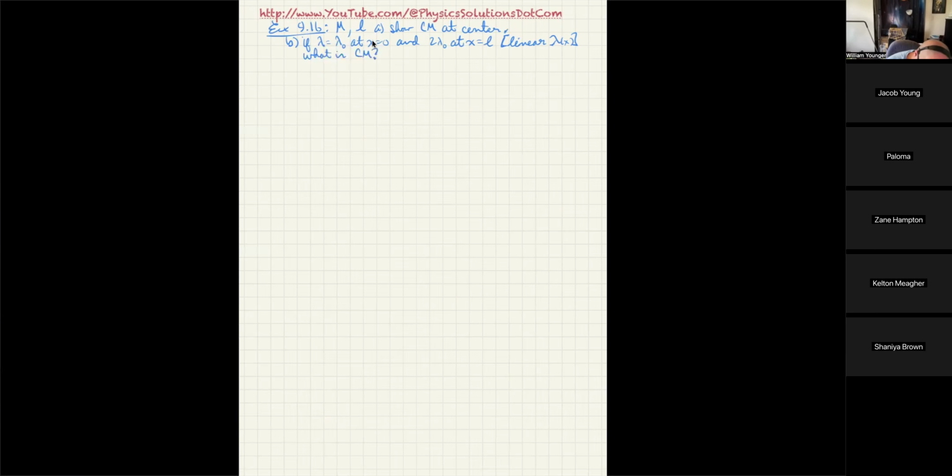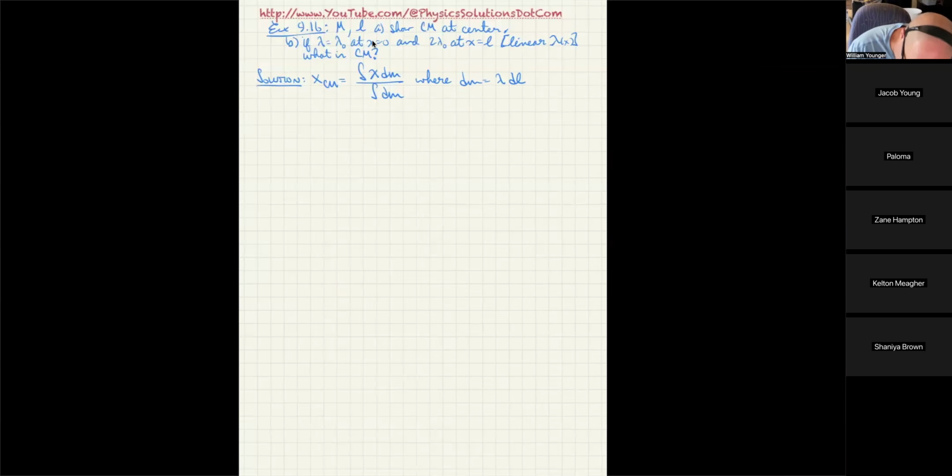So that's the two questions here. We're going to start off with the solution. The x center of mass is equal to the integral of x dm over the integral of dm, where dm is equal to lambda dL. That's what we're going to use since this is obviously a one-dimensional object.